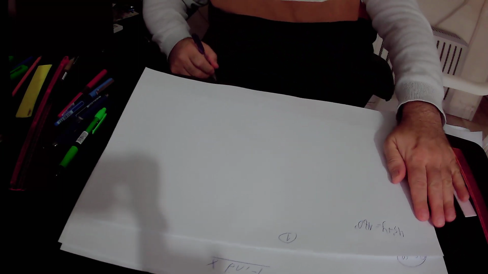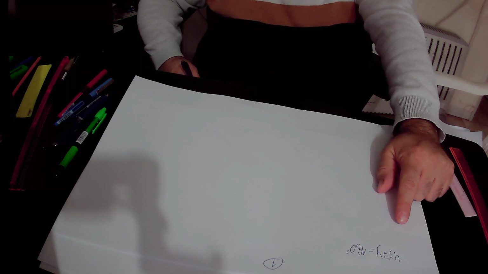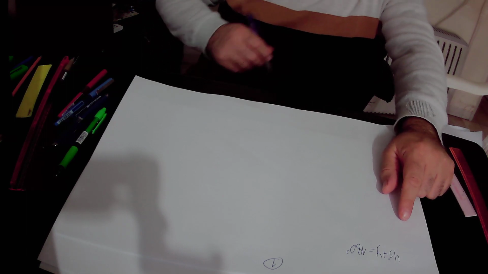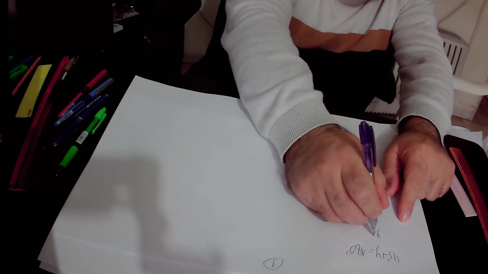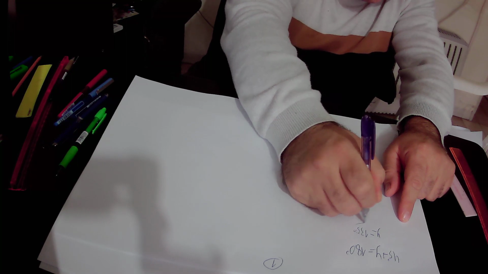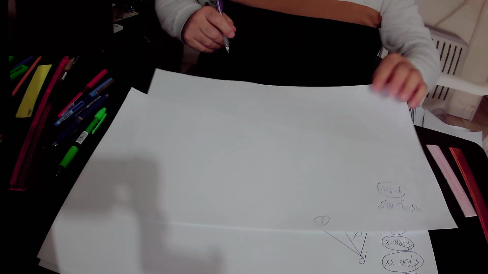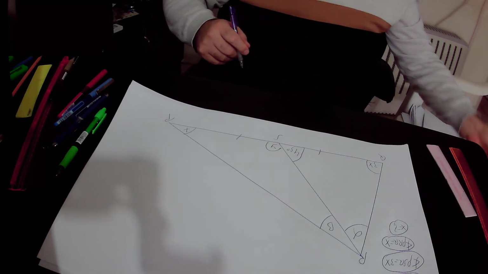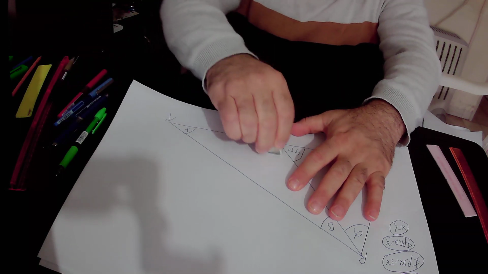So here we will subtract 45 degrees from this equation, and we will get that angle Y equals 180 degrees minus 45 degrees, which is 135 degrees. So we found out that angle Y equals 135 degrees, so we can substitute Y by 135 degrees.